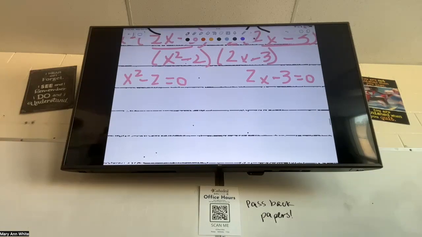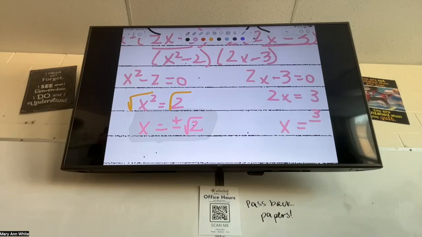When I do x squared minus 2 equals 0, I add 2 to both sides, so I get x squared equals 2. Then I square root both sides in order to solve. What is the square root of 2? Just the square root of 2, right? Don't forget to put a plus or minus in front of it. So when we add that square root in, you need to add that plus or minus. Good, so I have positive or negative root 2. Then we can do the other one set equal to 0. So 2x minus 3 equals 0, so 2x equals 3, and then x equals 3 over 2.